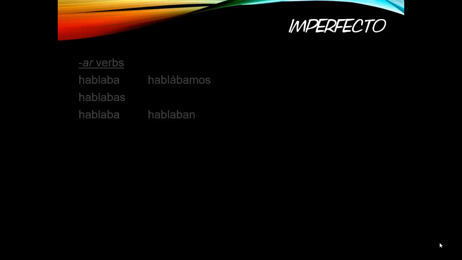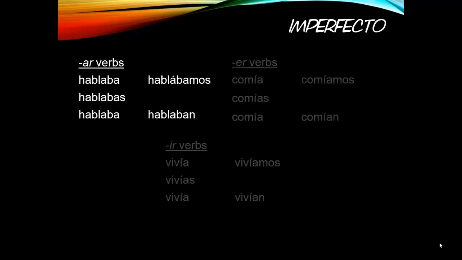Forming the imperfect could not be easier. AR verbs use a variation of the suffix -aba. So a verb like hablar is formed by the usual mechanics. Take off the AR and add in the appropriate endings to form: yo hablaba, tú hablabas, él y usted hablaba, nosotros hablábamos, and ellos, ellas, ustedes hablaban.